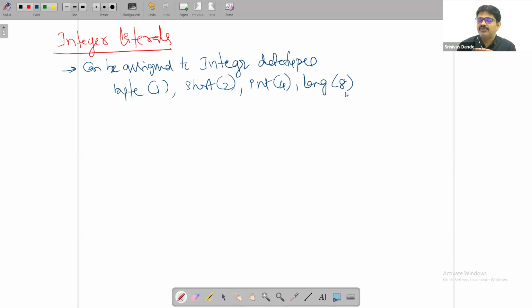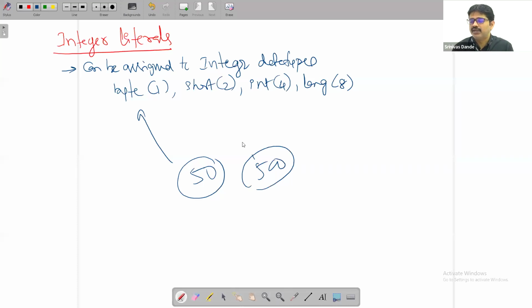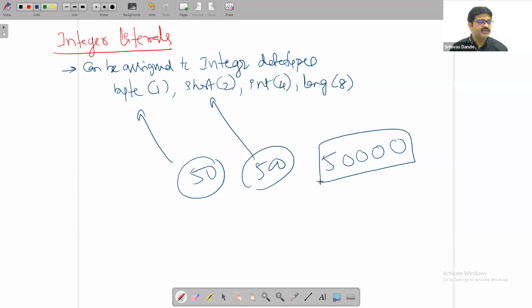Depending on the size of your literal, suppose you are storing the number 50. Your literal is a small literal. 50 is in the byte range, so you can choose byte. If you are storing 500, it is beyond the byte range, so we can accommodate it in short. If you are keeping the value as 50,000, which data type can I use? You can go for integer. Integer takes that.